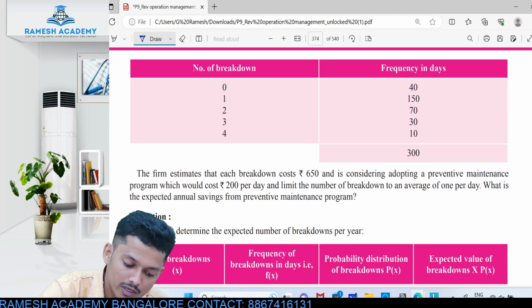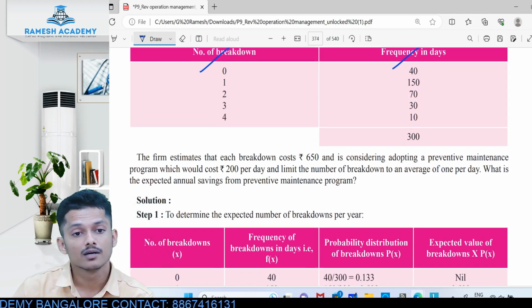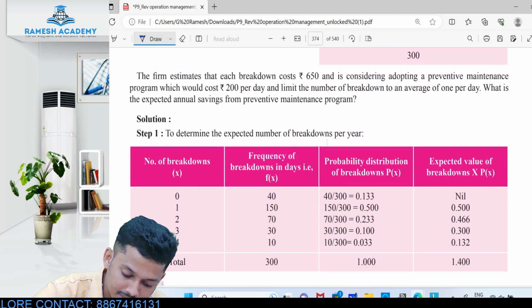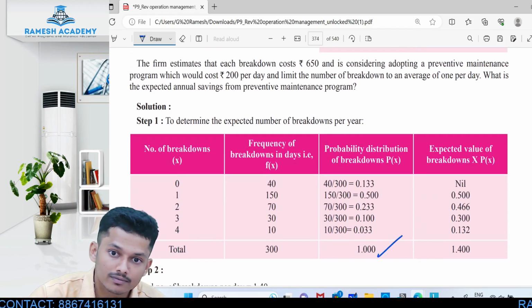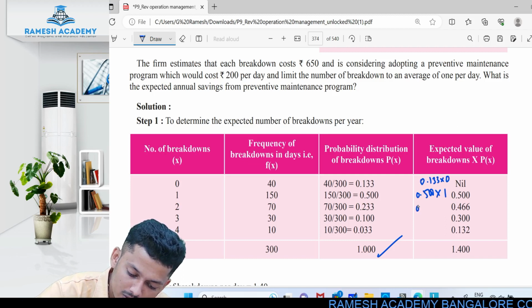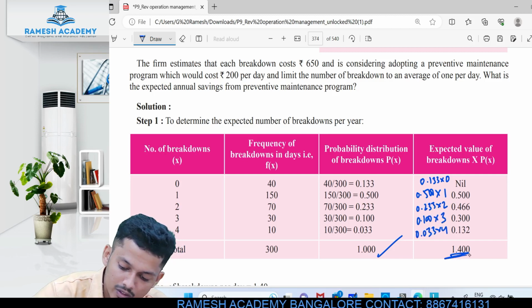Okay, number of breakdowns they give, frequency in days they give. Same as the previous part we have done. See there, the probability you found out, and then multiply with this: 0.133 into 0, 0.500 into 1, then 0.233 into 2, 0.100 into 3, 0.033 into 4. You got 1.4.